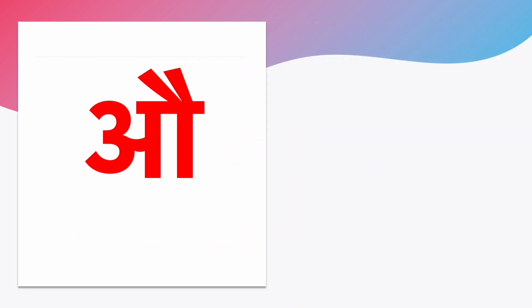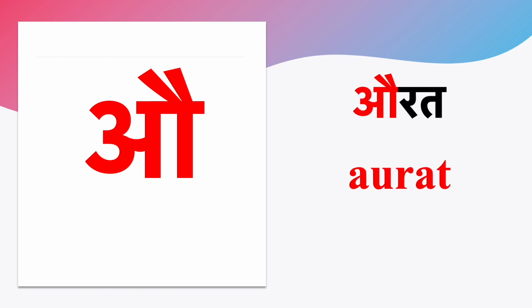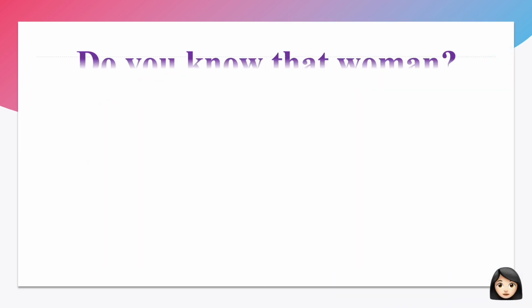The next alphabet is O. The first word with O is औरत. औरत, Woman. Do you know that woman?